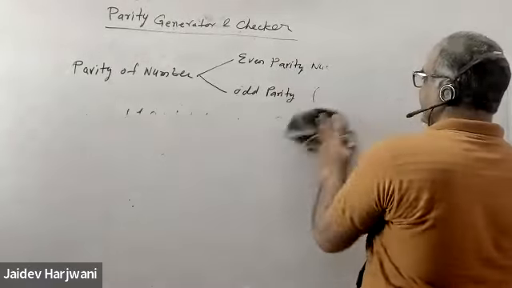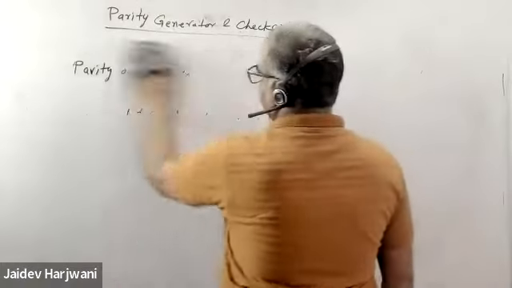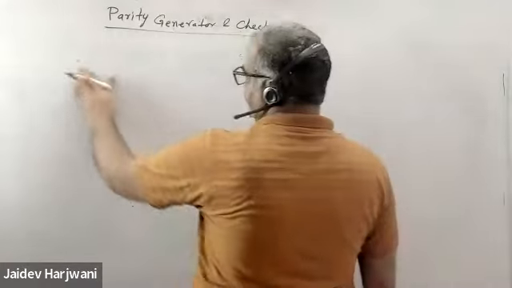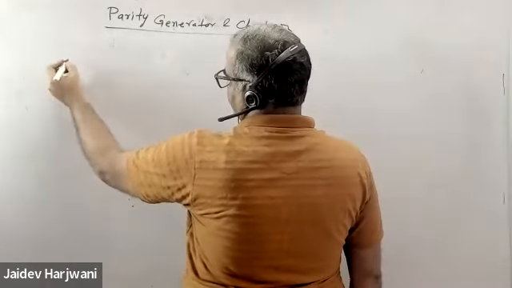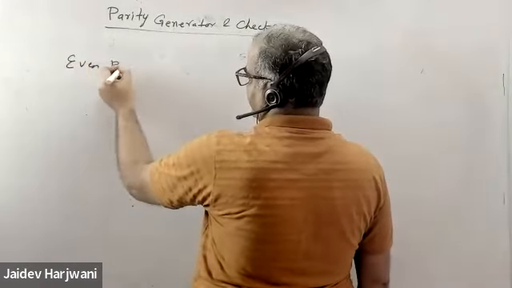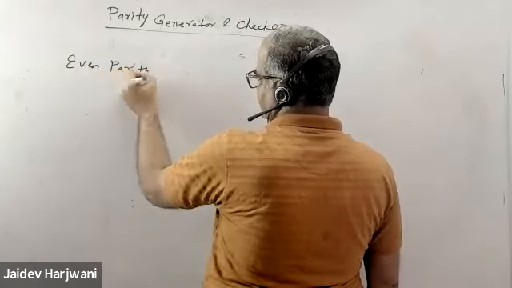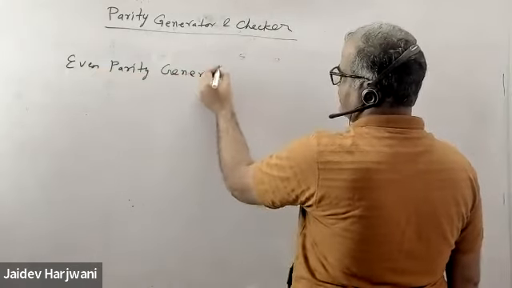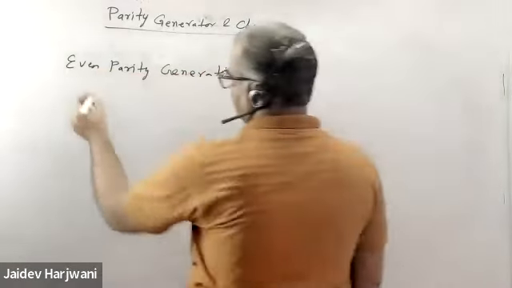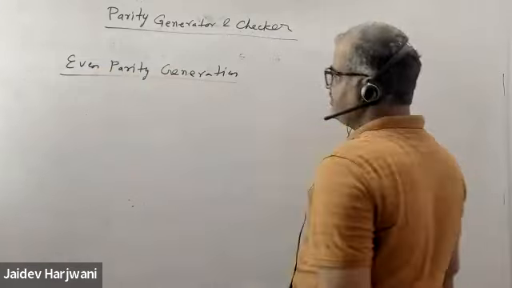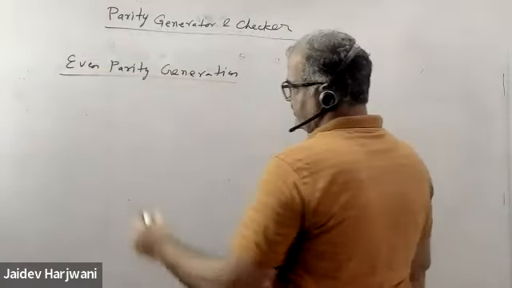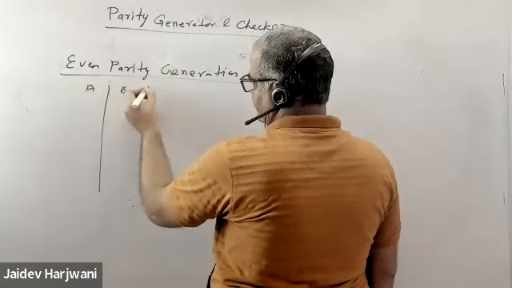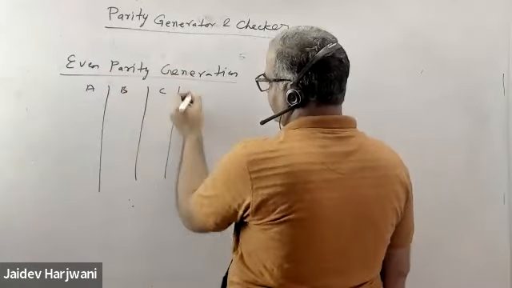So now, how to check whether a number is odd or even? We want to generate as well as check. So let us put even parity generation. So how will we generate? For example, I have 4-digit numbers, four bits.